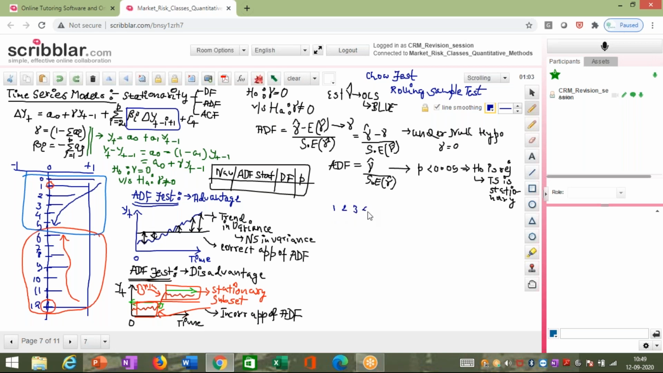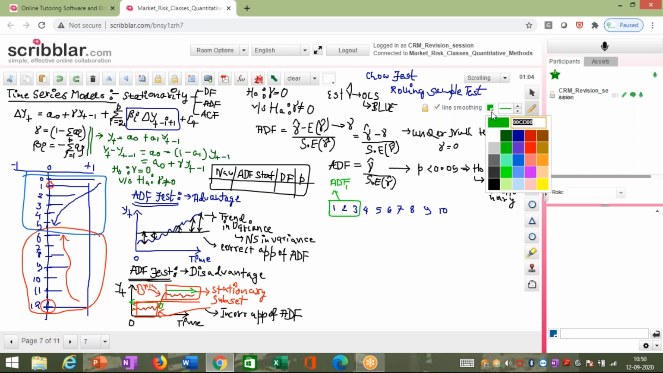So what I'm trying to say is, let's say I have sample points 1, 2, 3, 4, 5, 6, 7, 8, 9, and 10. Now I'm trying to create subsamples of size 3. So 1, 2, and 3 is the first subsample, and I calculate the ADF of this, which is ADF 1. The next sample that I create is 2, 3, 4, which gives ADF 2.